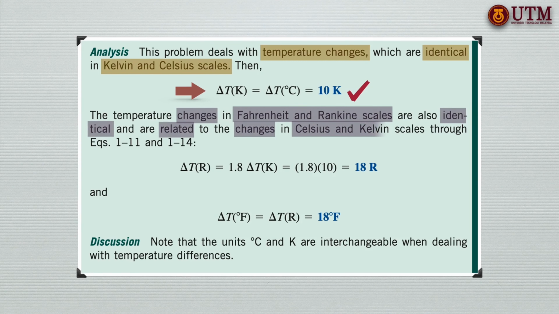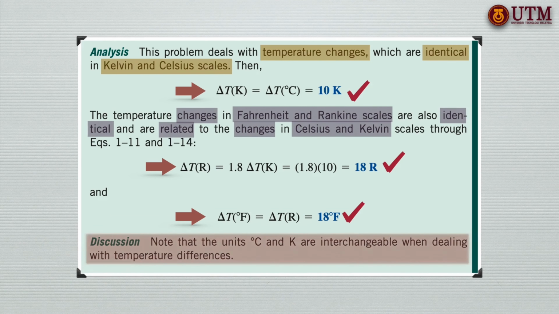The temperature difference in degrees Fahrenheit is 18 degrees Fahrenheit. As stated here, the units degree Celsius and Kelvin are interchangeable when dealing with temperature differences.